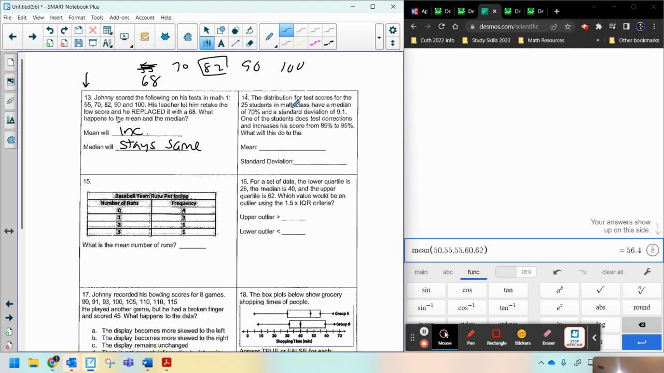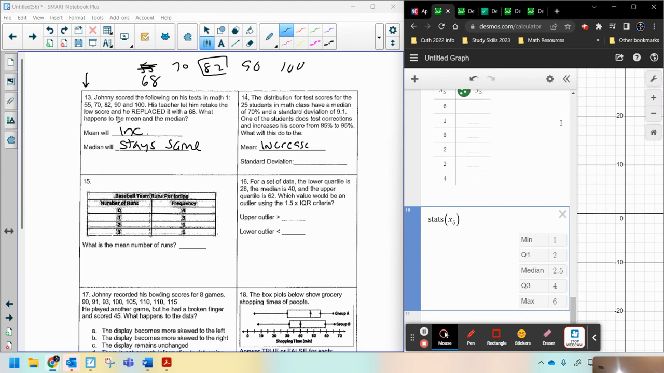14. Distribution for test scores for 25 students in a math class have a median of 70%. That means 50% got above 70 and 50% got below 70. And a standard deviation of 9.1. One of the students does test corrections and increases his score from 85 to 95. What will this do to the mean? Well, it would increase the mean, and the standard deviation. Let's check out what it would do to the standard deviation.